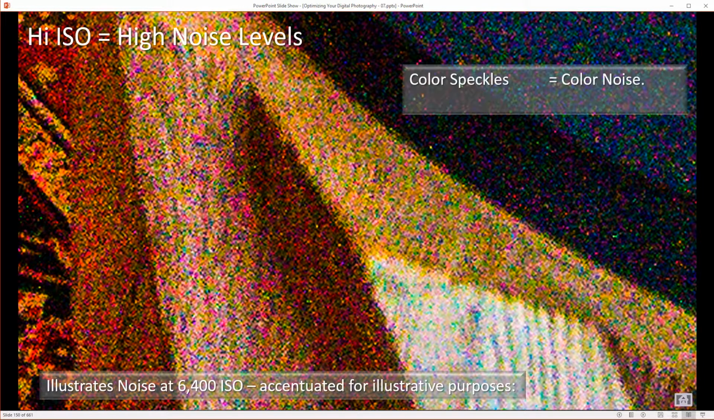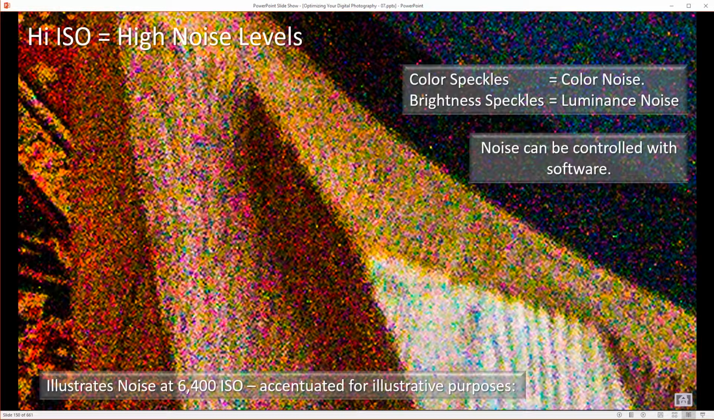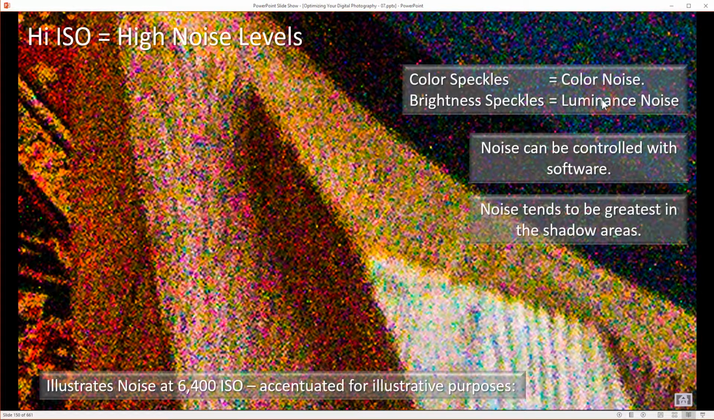This illustrates an image that was taken at 6400 ISO, and it's been accentuated just for illustrative purposes. All these colorful speckles indicate what's called color noise, and the brightness speckles, the lighter and darker areas, indicate luminance noise. Noise can be controlled with software, and you'll find that color noise can be controlled far more successfully than luminance noise.